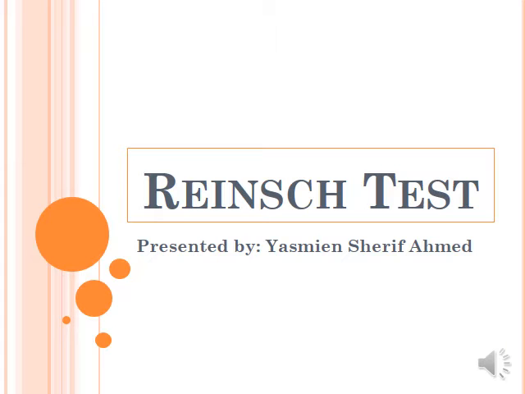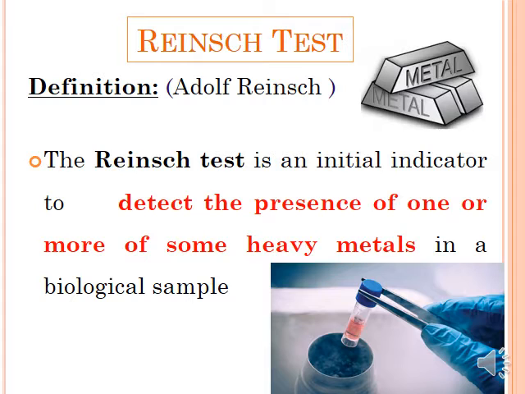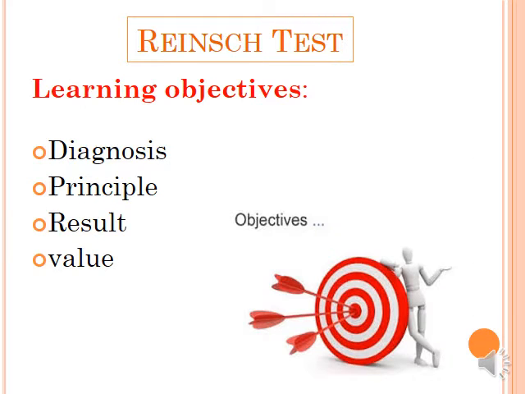We will talk about Reinsch test. Reinsch test is an indicator for the presence of heavy metals in a biological sample. At the end of this section, we should know the diagnosis, principle, result, and value of this test.